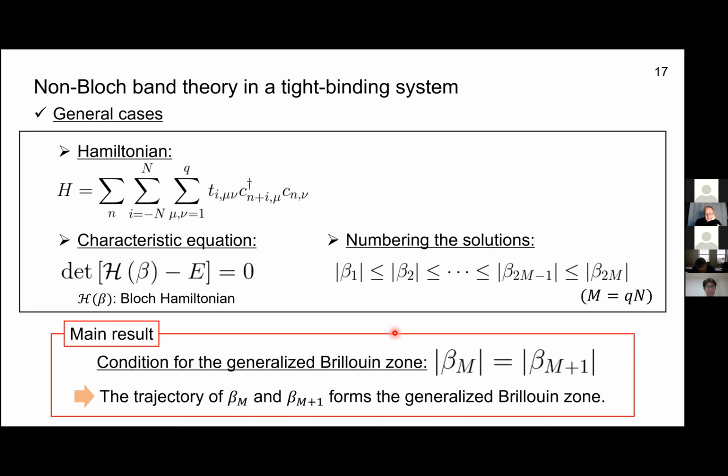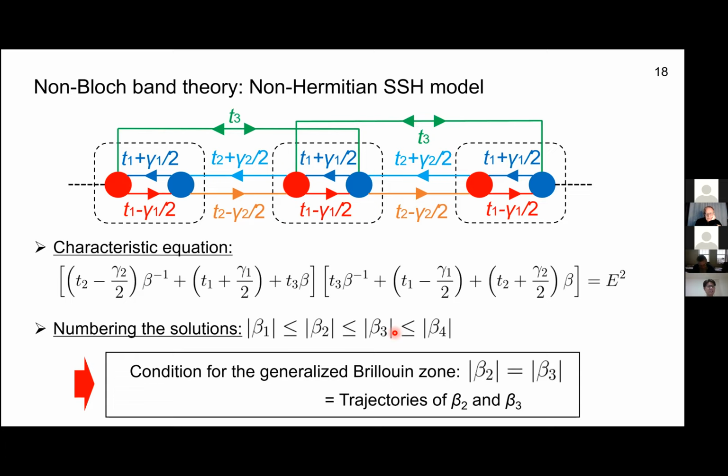Okay, so that is the general case. Now I show an example of the calculation of the generalized Brillouin zone. Here, I focus on the non-Hermitian SSH model as shown. This SSH model has two asymmetric hopping amplitudes, T1 plus minus gamma 1 over 2 and T2 plus minus gamma 2 over 2. And this system also has the next nearest neighbor hopping amplitude T3. Then the characteristic equation of this system can be obtained in this form.